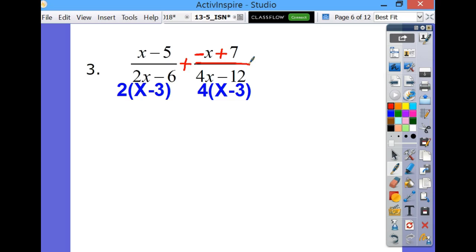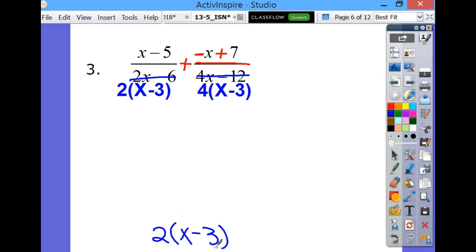As you can see, I already factored out the denominator. That factored and that factored. Okay, what are we going to use for my common denominator?